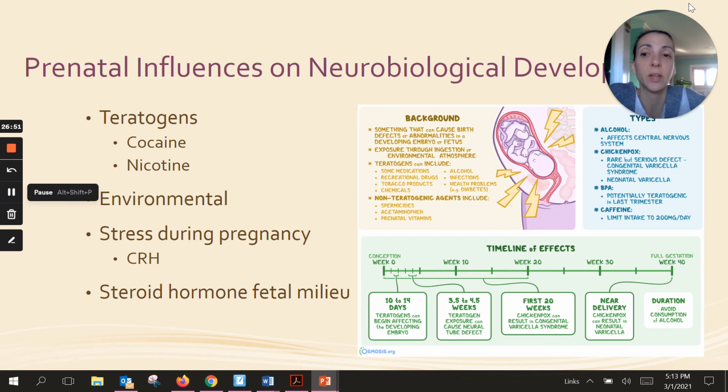Nicotine also is a huge teratogen that causes a lot of problems. It has negative effects on attention, decision-making, memory. It's linked to ADHD and motor, sensory, and cognitive deficits. So again, it's going to damage our frontal lobe, which is going to make us more prone to problems with executive functioning. Some environmental risks: maternal depression, hostile parenting practices.